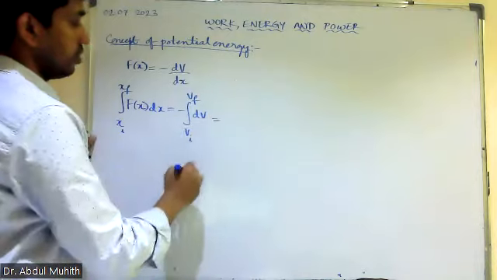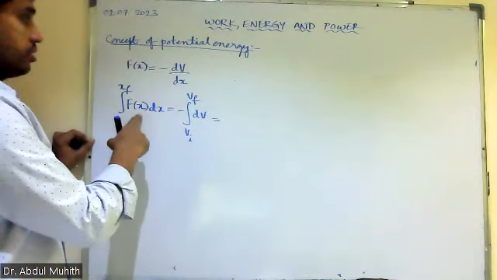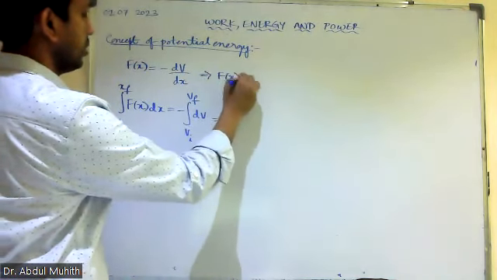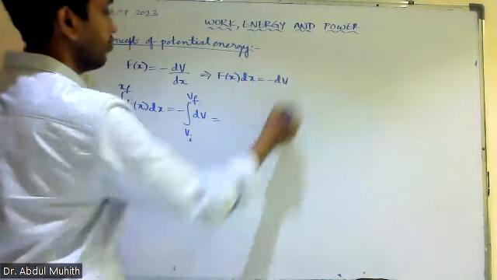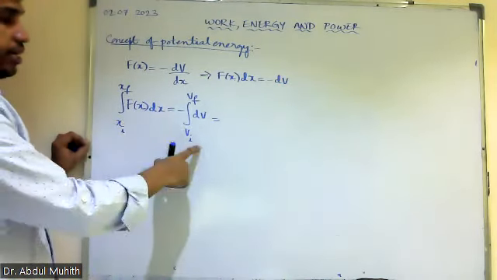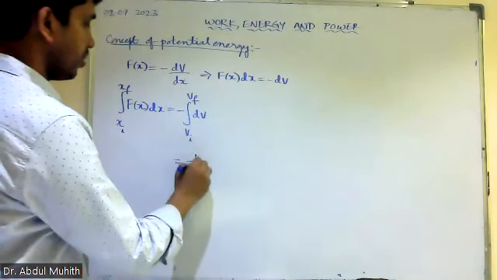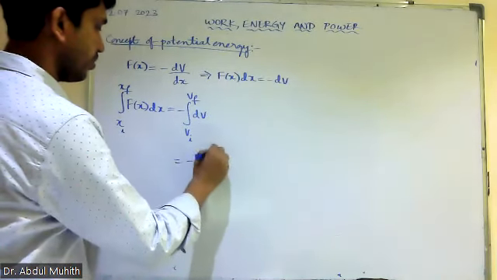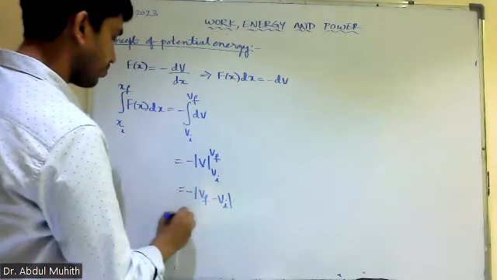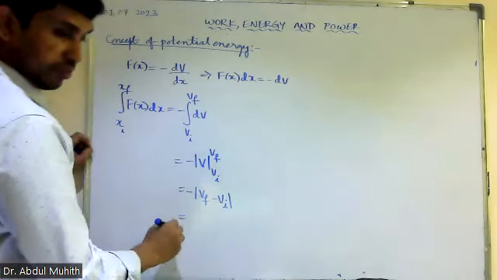So, cross multiplying, F of x into dx equals minus dV. Now integrate it on both the sides and apply the limits: xi to xf, vi to Vf. Integration of dV will become V, from Vi to Vf. So that is equal to minus (Vf minus Vi), which will become Vi minus Vf.